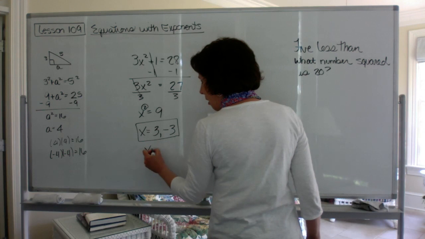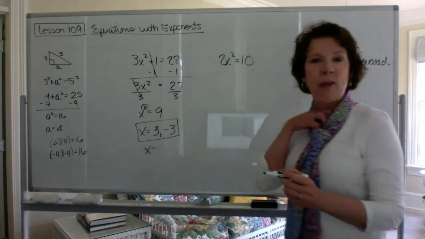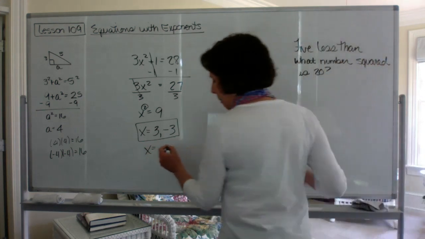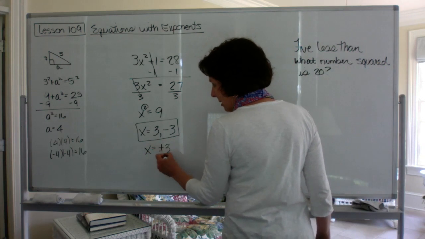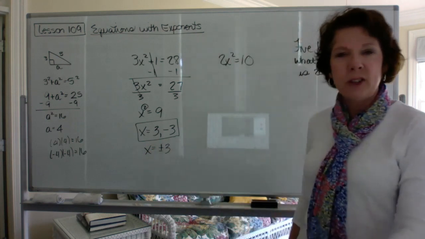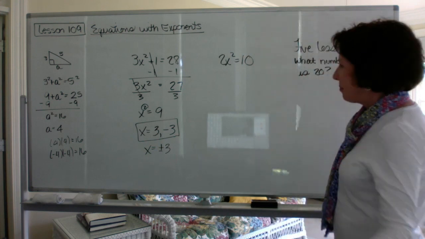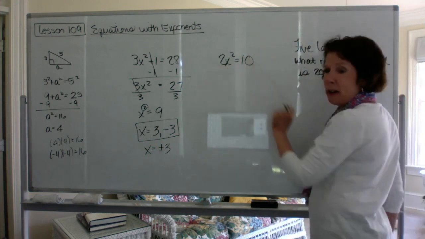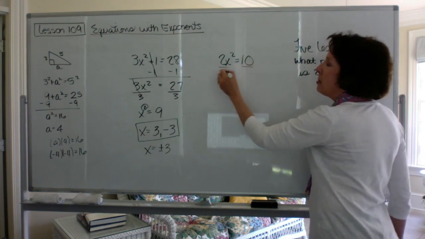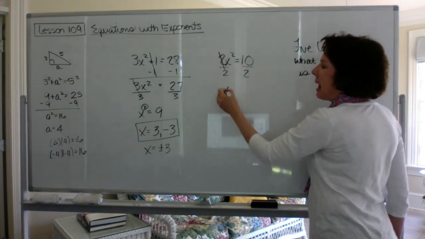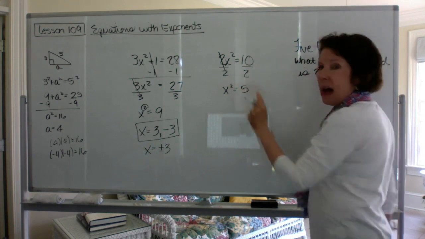I will also tell you that you can't put this in my math assistant, I'm sure, but when we get into upper level math, you might see this, plus minus 3. 2 answers, plus minus 3. Okay, now let's try another one. Here I have 2x squared equals 10. Let's divide both sides by 2, and I get x squared equals 5.